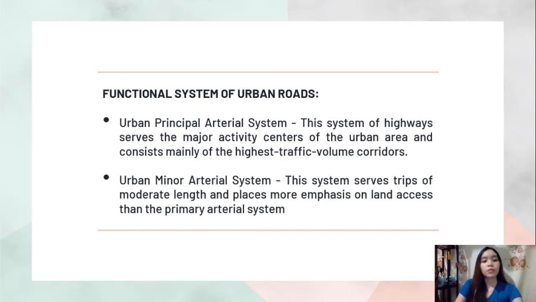The next one is the urban minor arterial system. This system serves trips of moderate length and places more emphasis on land access than the principal arterial system. All arterials not classified as principal are included in this class. Although highways within the system may serve as local bus routes and may connect communities within the urban area, they do not normally go through identifiable neighborhoods.